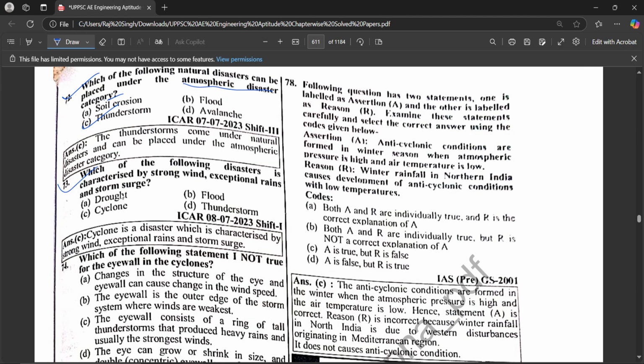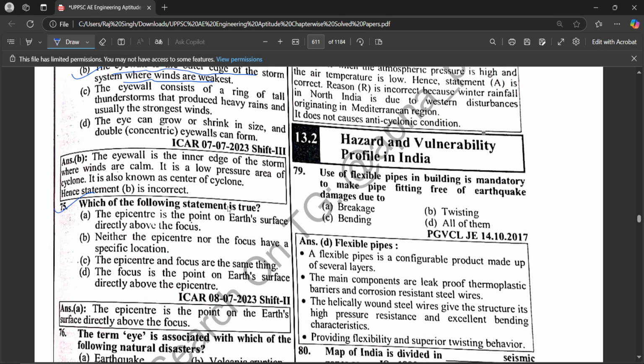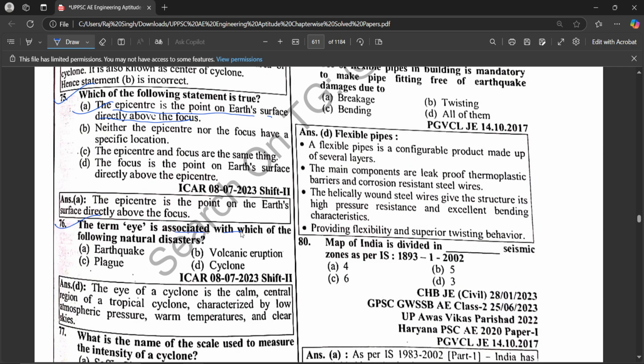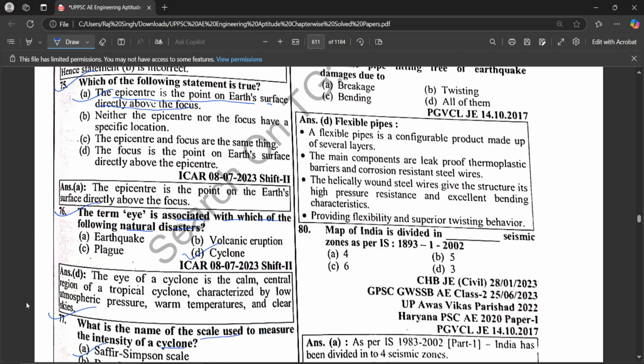Which of the following disasters is characterized by strong wind, exceptional rain, and storm surge, which is cyclone? Which of the following statements is not true for the eye wall in the cyclone, which is the eye wall is in the outer edge of the storm system where winds are weakest? Which of the following statements is true? The epicenter is the point or surface directly above the focus. The term eye is associated with which of the following natural disasters, which is cyclone? What is the name of the scale used to measure the intensity of cyclone, which is the Saffir-Simpson scale?